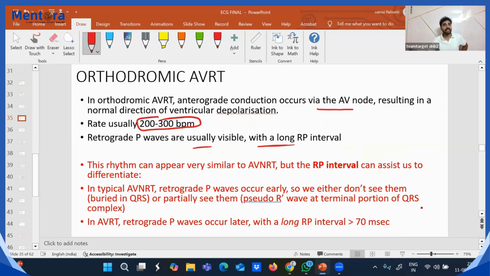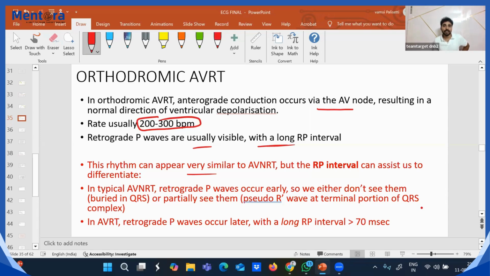Okay. Same in the AVNRT also, the slow-fast pathway we discussed. Same retrogradely, you will see the P waves immediately after the ventricle contracts, just after the QRS complex. So the same way here also, the P wave can be seen immediately after the QRS complex. Right? So this rhythm can appear similar to AVNRT, but the RP interval can help differentiate. In AVNRT, this P wave appears very early, so we either don't see it or just partially see it.